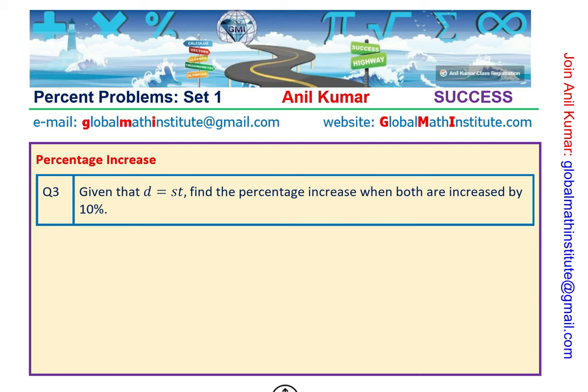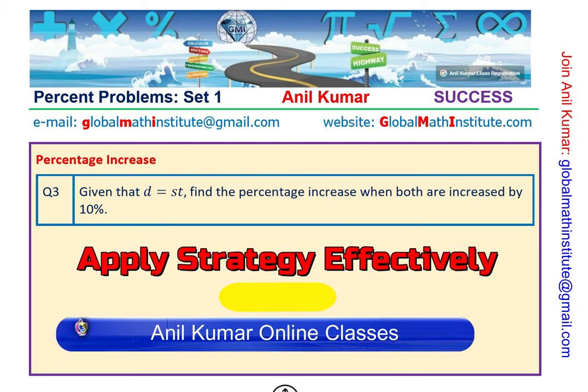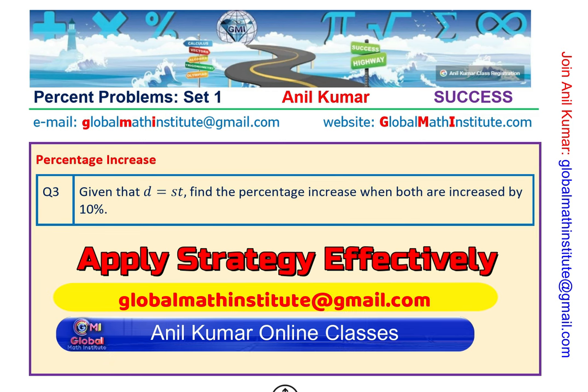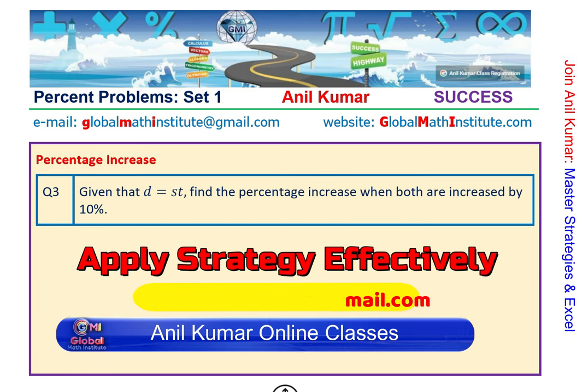Okay, not with this one, which is given that D equals S times T, find the percentage increase when both are increased by 10%. Correct? Now, this is slightly different from what we had been doing. So let's consider something like this. We can take some examples. Find percentage increase when both are increased by 10%.